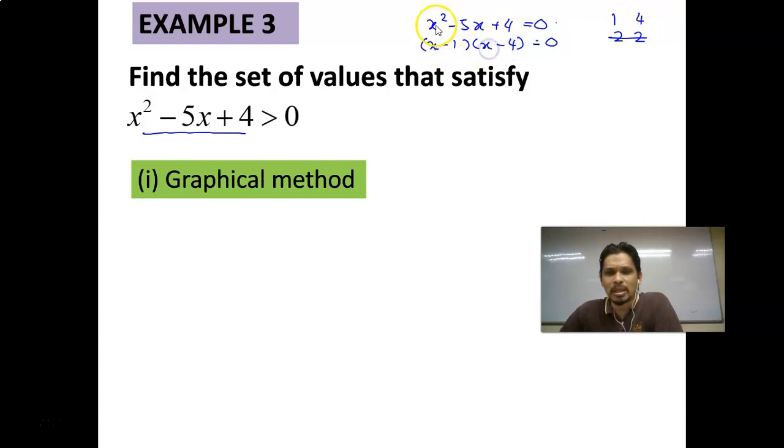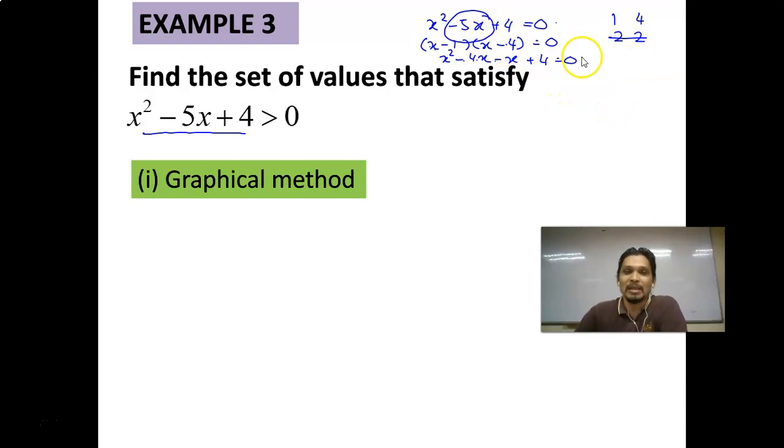x times x, x squared. x times negative 4, negative 4x. Negative 1 times x, negative x. Negative 1 times negative 4, positive 4, equal to 0. Negative 4x minus x, negative 5x. There you go. Okay, so we are going to use these factors here. Okay, graphical method. So then (x minus 1)(x minus 4) greater than 0.